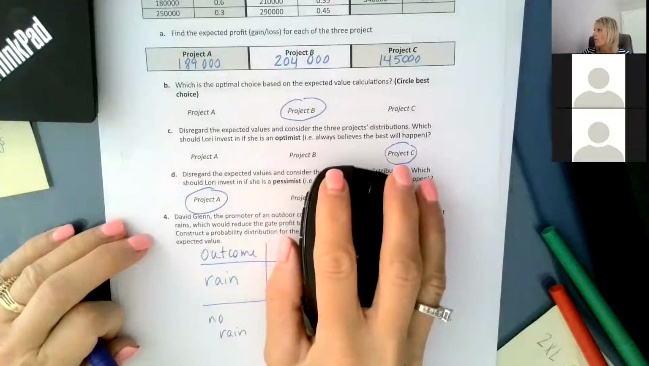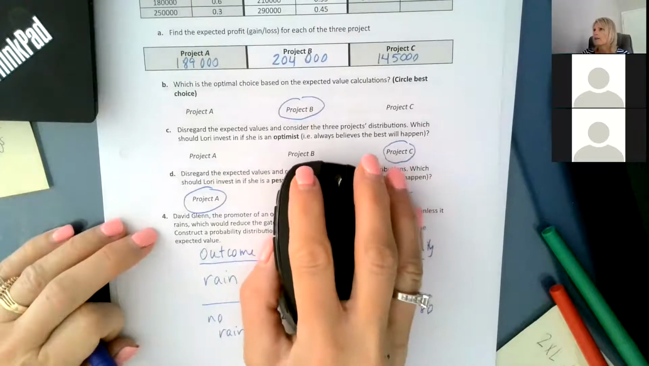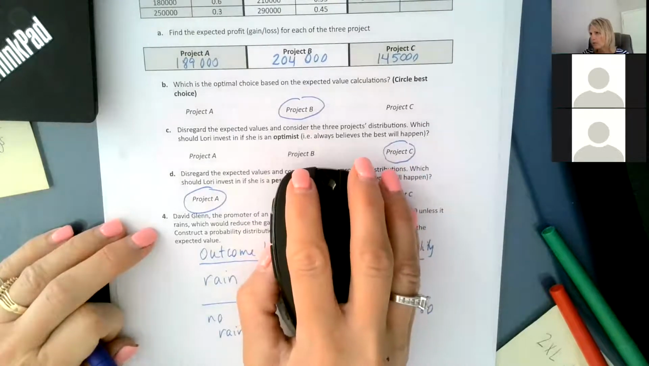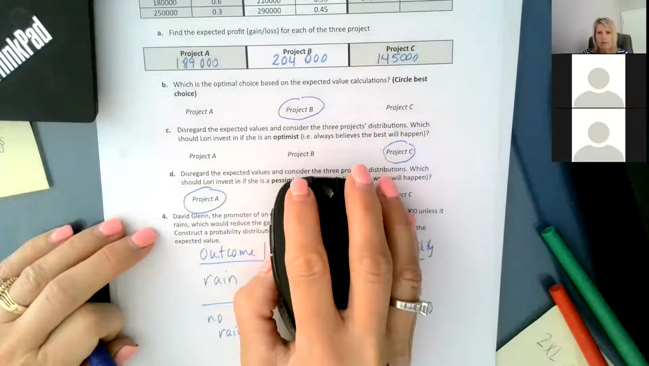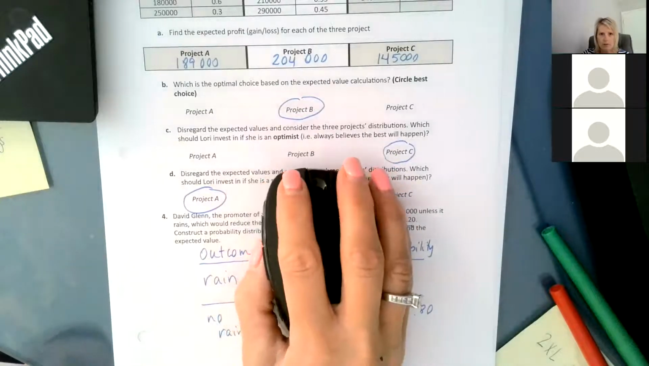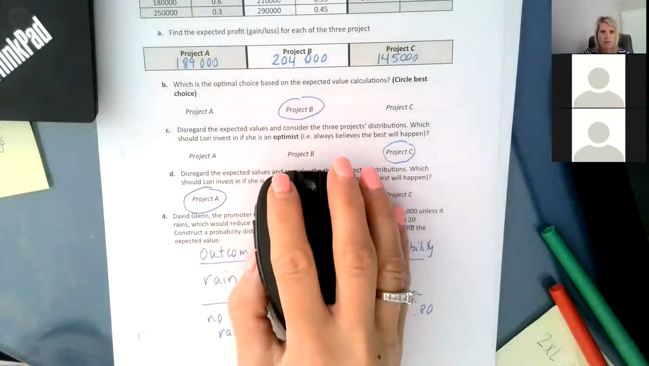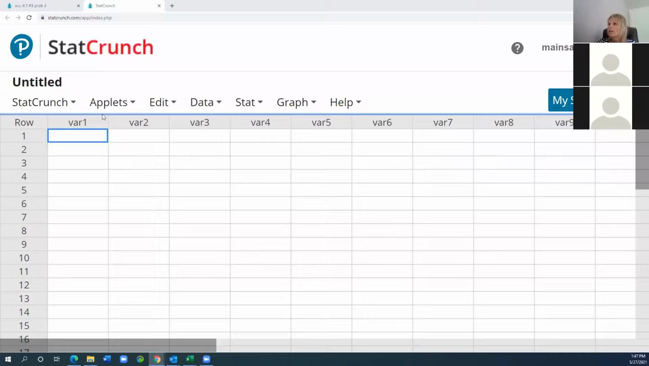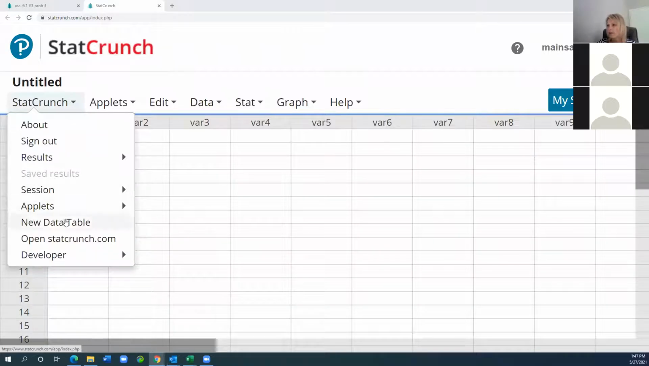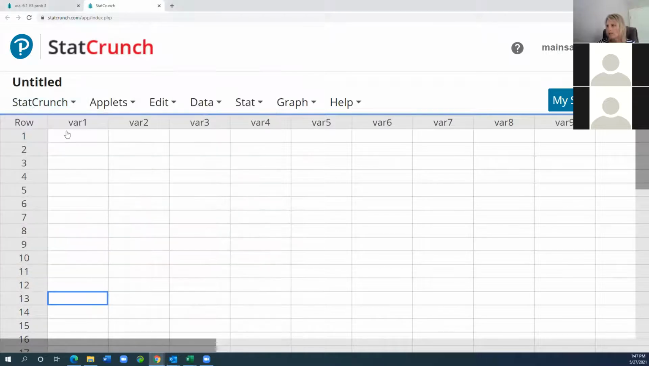So we can go to StatCrunch and start a new table. If you hover here and go down to start new table, then you can add in your data. So we can type in the profits of 30,000, 100,000. I'm not saving this one. I want everybody to practice it on their own, typing in StatCrunch. And then the probabilities are 0.2 and 0.8.